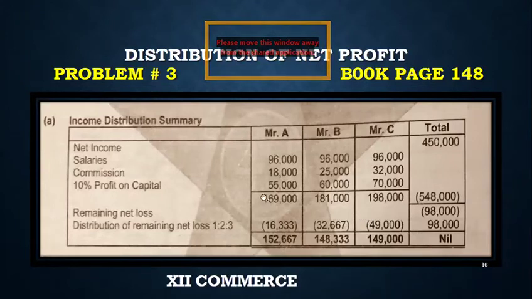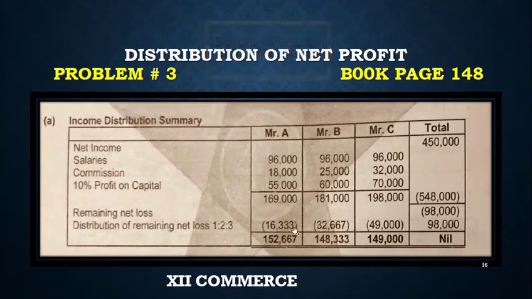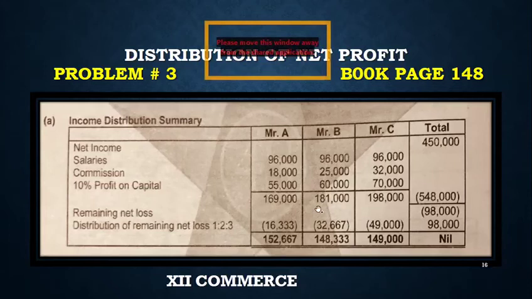Then what I will do, again the vertical calculation. 169,000 minus 16,333, okay, and I will get this answer 152,667. Then 181,000 minus 32,667, I get 148,333. Then 198,000 minus 49,000, I get this answer 149,000, and your answer is nil. How does it come to nil? You have to check the verification.